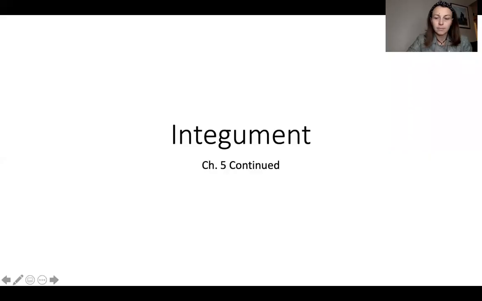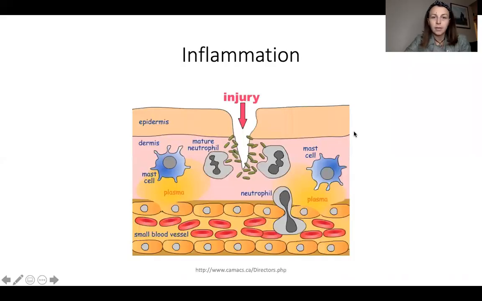All right, everybody, I'm going to continue some work from chapter 5. We'll review the inflammatory process for tissue repair and then move forward. Okay, so I love this illustration for describing what is happening in the response to an injury, right?